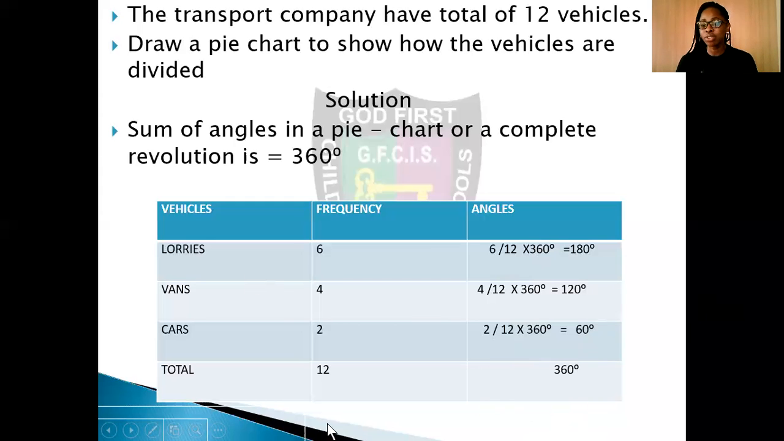Take note, whenever you sum your angles and it's not up to 360, it means your angles are not complete or they are not correct. Your angles must give you 360 degrees. The total sum of the angles must be equal to 360 degrees. So we can now draw our pie chart.